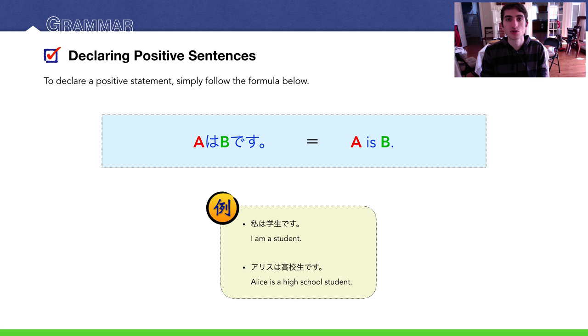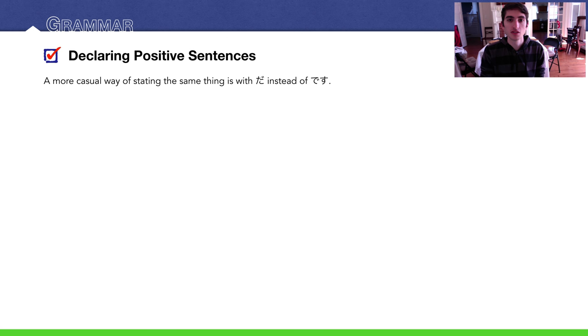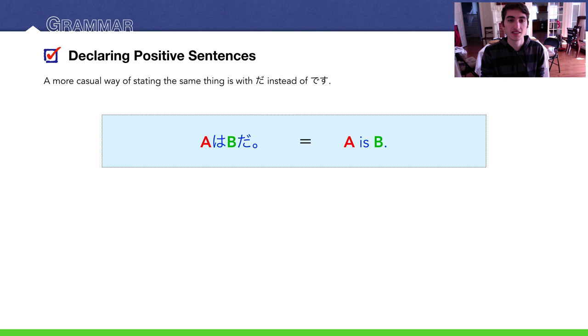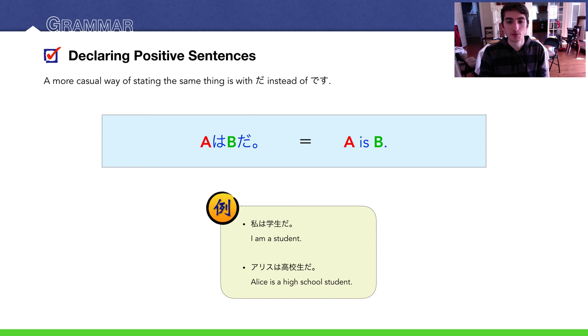Alice is a high school student. アリスは高校生です。Okay? There is a more casual way of stating all of this, of course. You use だ instead of です。A は B だ。A is B. Examples. These are the same sentences, just with だ instead of です。私は学生だ。I am a student. アリスは高校生だ。Alice is a high school student.